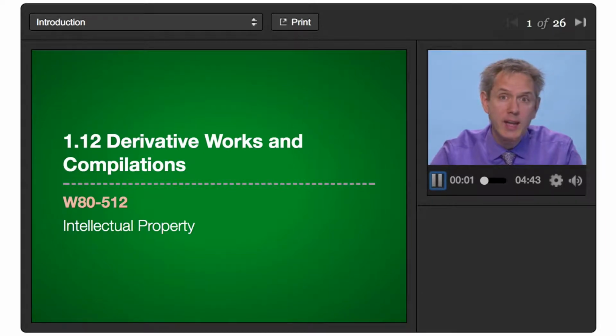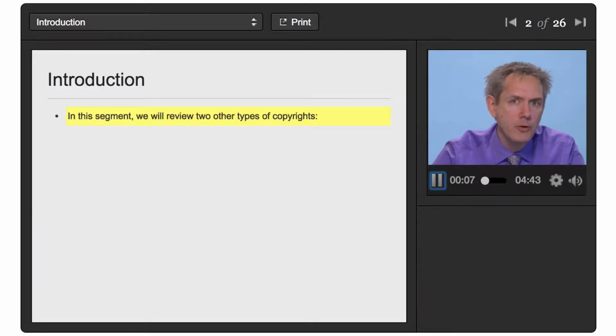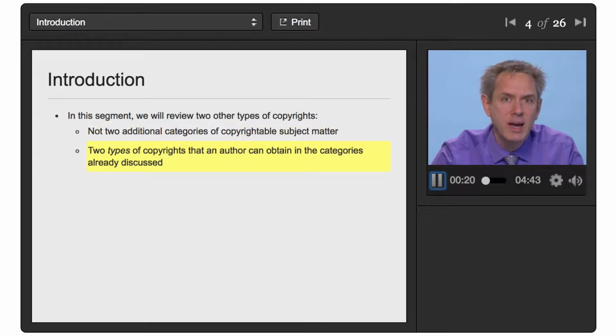In addition to the 8 categories of copyrightable subject matter under Section 102(a), it's important to note 2 other types of copyrights that you can obtain. Importantly, these are not 2 new categories of copyrightable subject matter. Rather, these are 2 types of copyrights that an author can obtain in any category of copyrightable subject matter.